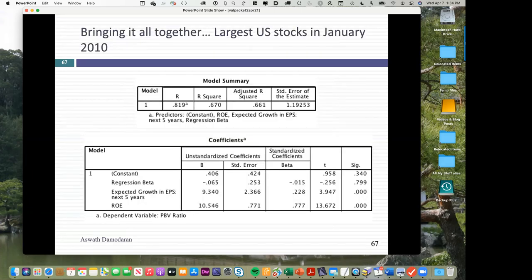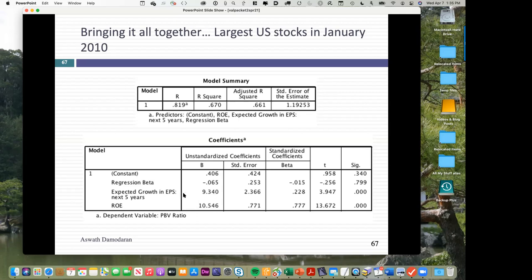One final do-over before I leave this example. I took the sample and I ran a regression across the 100 largest market cap companies of price to book against beta, growth rate, and return on equity. R squared of 67%. Again, don't look a gift horse in the mouth. This is about as good as it's going to get when you're looking at financial regressions. But if you look at the output in the regression, I did beta, growth, and return on equity. Growth and return on equity come out as pretty impressive. They have statistics that are statistically significant.